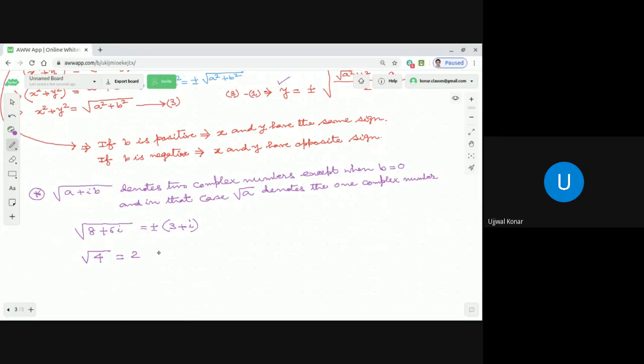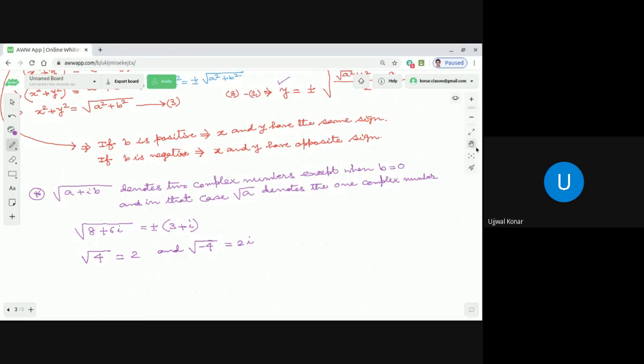And if you take the square root of minus 4, that is also in the form of the square root of a, that is equal to what? That is equal to 2 into i, one complex number. But in the first case, how do you say 2 is a complex number? Because 2 is a complex number, 2 plus 0 into i. 2 is the real part and 0 is the imaginary part. It is purely a real number.